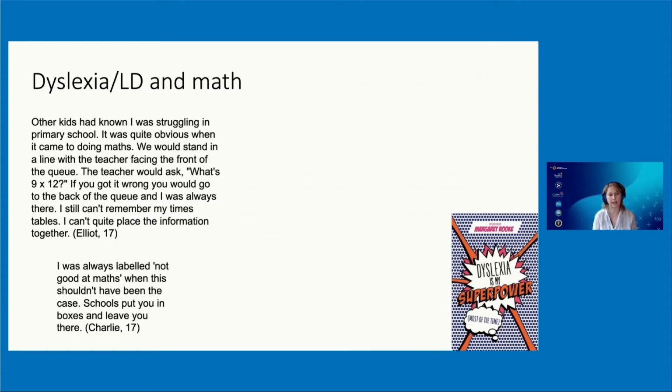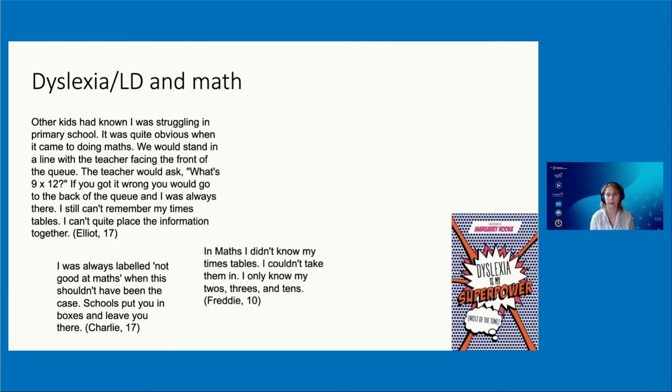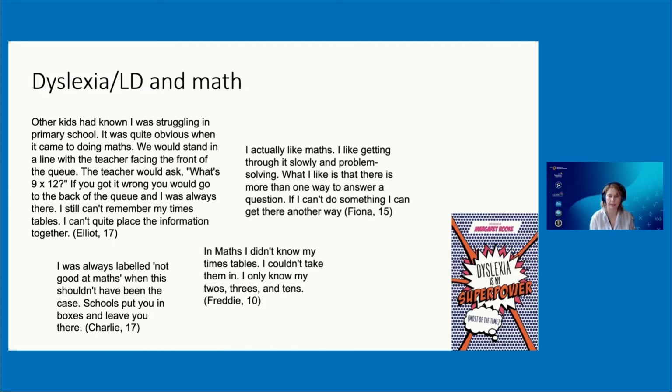Charlie, 17, said, "I was always labeled not good at maths when this shouldn't have been the case. Schools put you in boxes and leave you there." That is a deep comment by Charlie. Freddie, 10, said, "In maths, I didn't know my times tables. I couldn't take them in. I only know my 2s, 3s, and 10s."